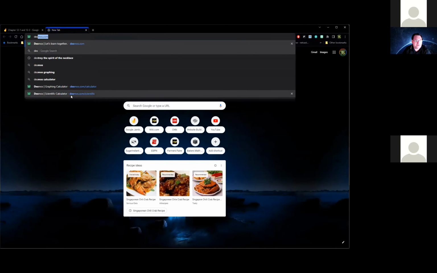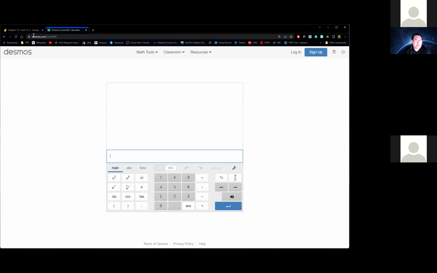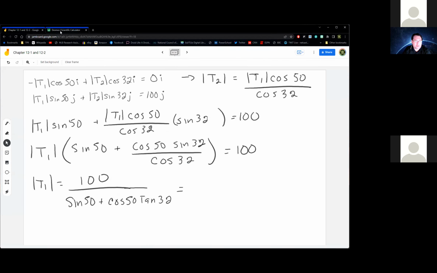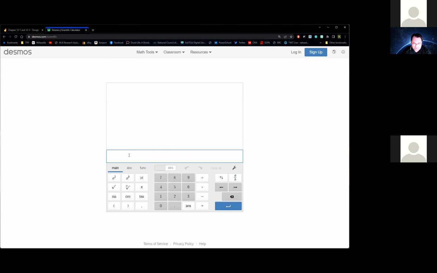And we're going to use decimals. So we're going to type that in. So we have 100 divided by, make sure we're in degrees because we're using degrees for this, sine 50 plus cosine 50 tangent 32.